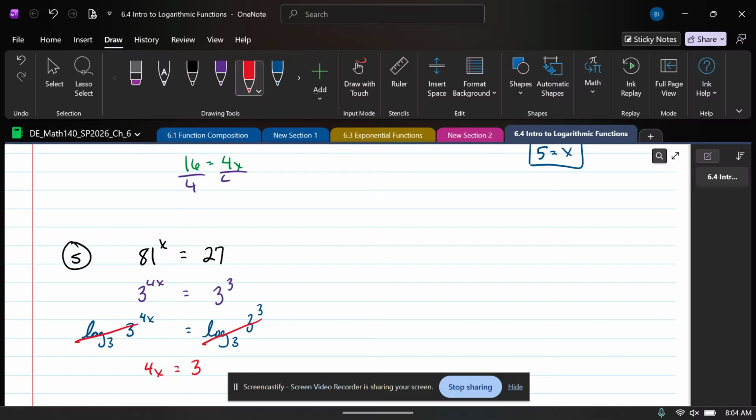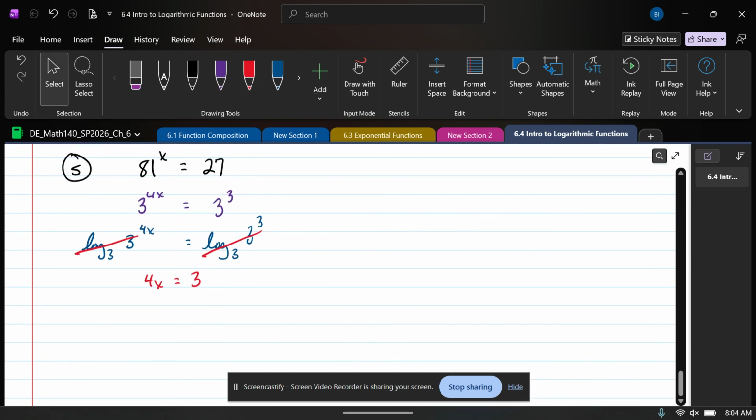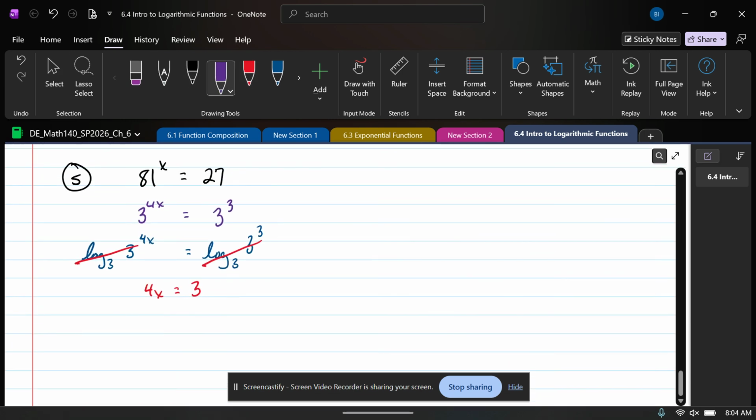Now in 6.3, what we did is we just dropped the 3's and said 4x equals 3 and worked it. That really is what you're doing, but this is the math that made that happen. And then you solve it from there, just like we did in 6.3. So we divide by 4, x is 3/4.